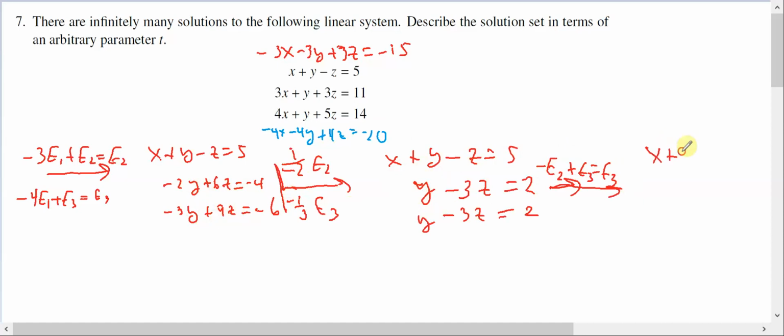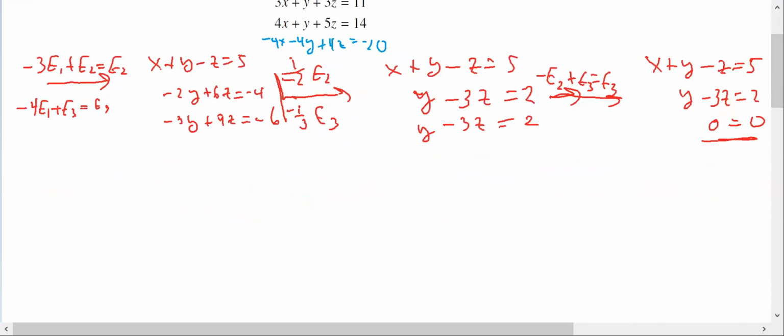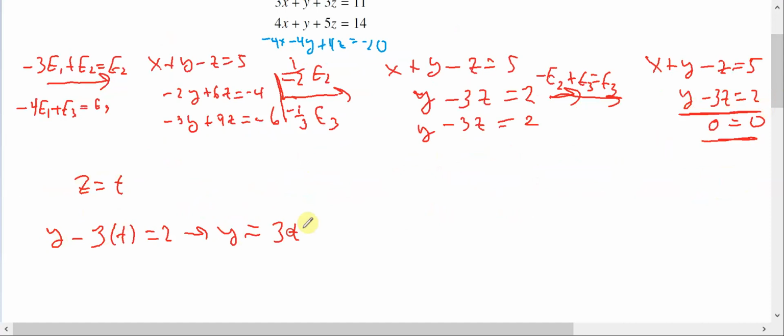So my system turns into x plus y minus z equal 5. The second one I'm going to leave alone is y minus 3z equal 2, but that last equation is going to get wiped out completely, so it's gone. And that 0 equals 0 tells me I have infinitely many solutions. And so what I do is I'm just going to let z equal t, the parameter t, and then from this second equation I'll have y minus 3 times z, but z is t, equals 2. Therefore, y equals 3t plus 2.